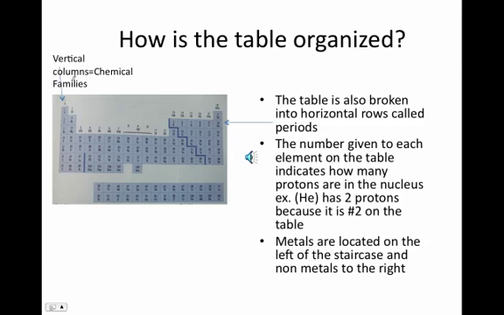So here it is again. Vertical columns are called families or groups. Horizontal rows this way are called periods on the periodic table. And here's our staircase, which helps tell us which ones are metalloids. Aluminum is not a metalloid.